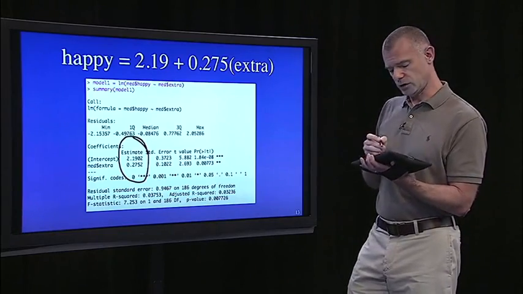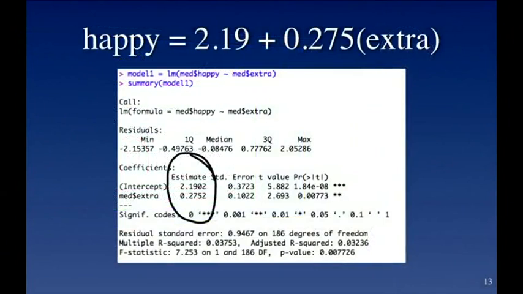And then the regression coefficient indicating the slope or the strength of the relationship between extroversion and happiness is 0.275. So for a 1 unit increase in extroversion, we predict an increase of 0.275 in happiness. And if we look at the t-value and the p-value, we see that that's significant.